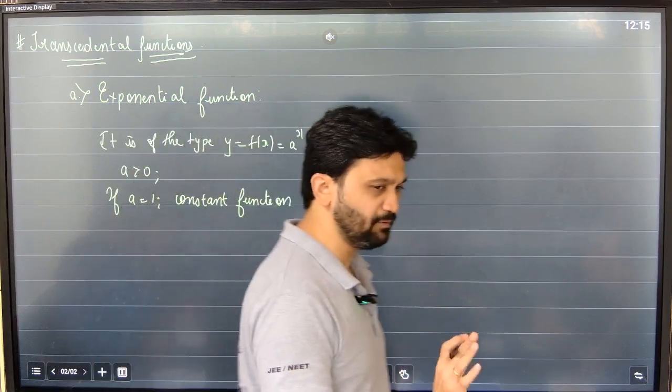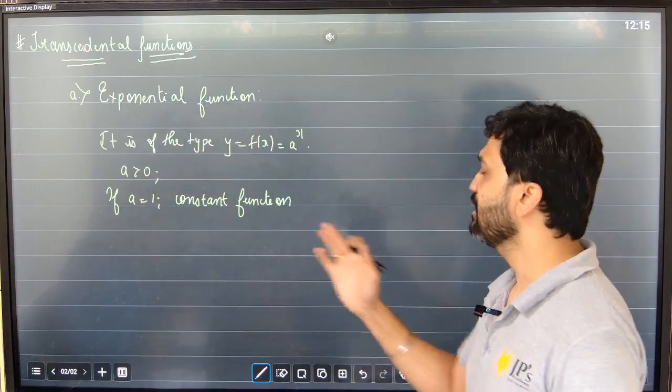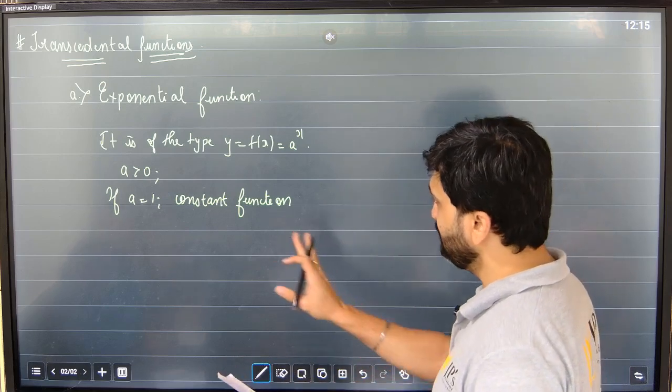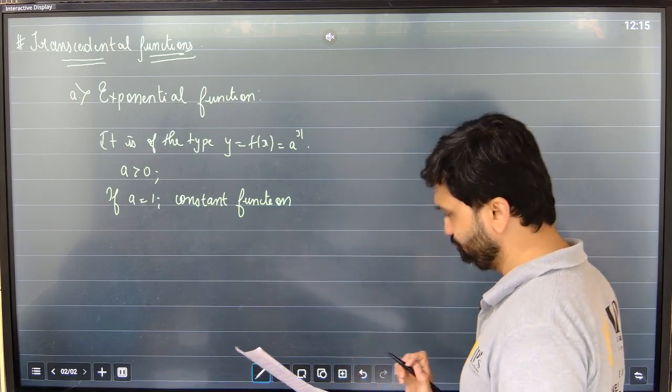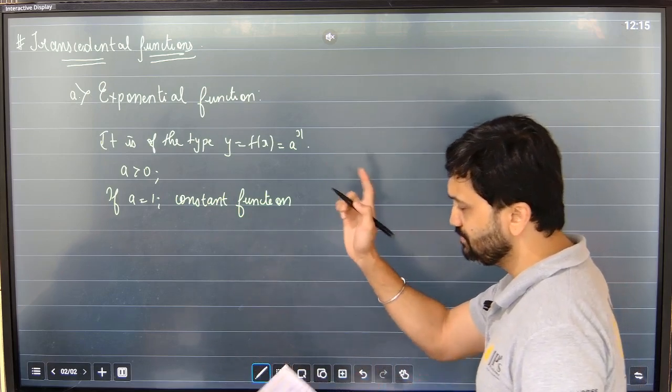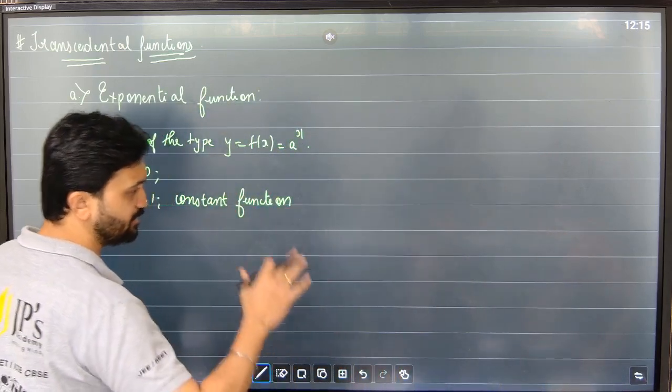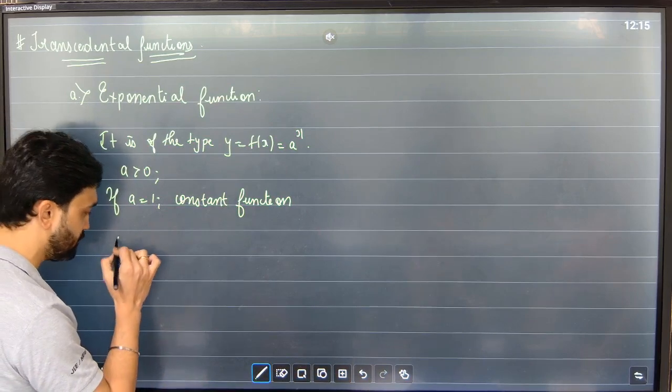So a should be positive, we will take positive basically. So basically a should be greater than 0 for an exponential function. Listen carefully: a raised to x, e raised to x, 5 raised to x, 10 raised to x, 7 raised to x, 9 raised to x, 100 raised to x.